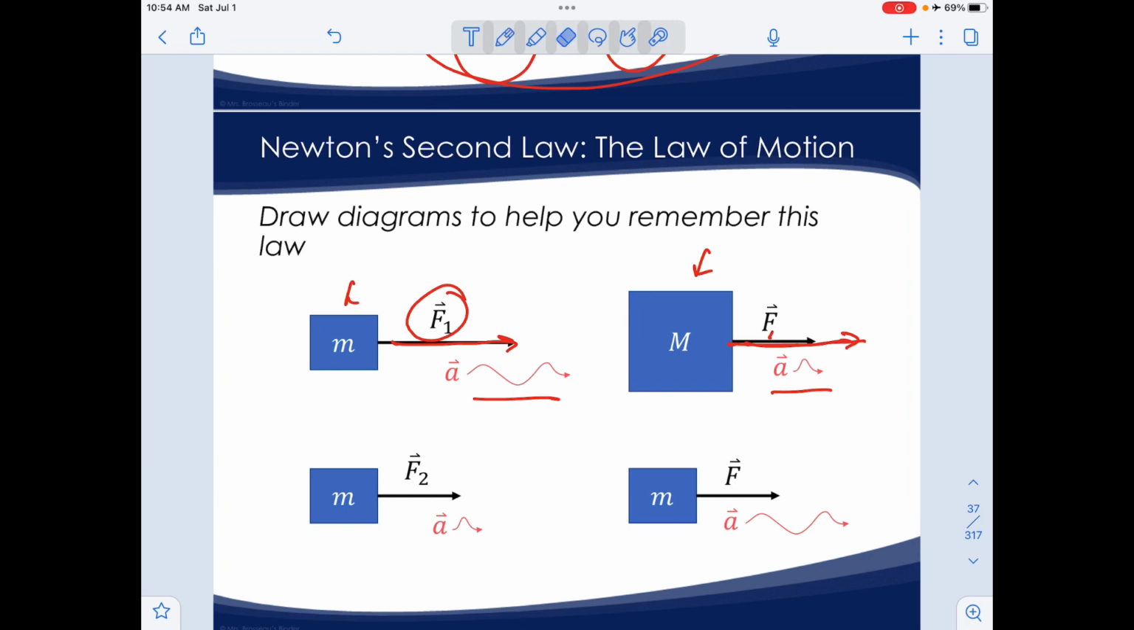Okay, and then the other one is if you have the same mass but different forces. So for here, if you have a force here, but this force, same mass, but this force is much larger, then obviously this acceleration will be small and this one will be larger because this one has a larger force.